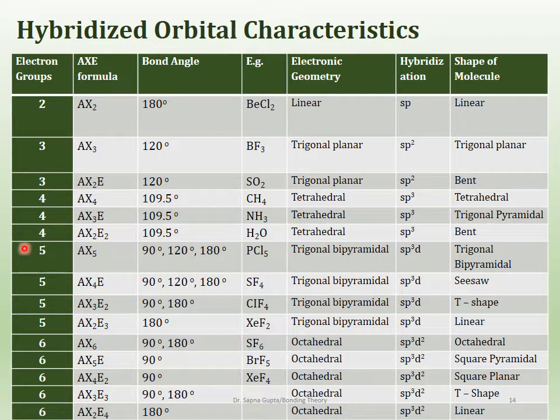Here, if you have 5 electron groups, then all of them will have the same hybridization. All of them will have the same electron geometry, but the shape may not be the same, because the shape depends on how many atoms are actually connected to the central atom and how many lone pairs of electrons you have. And that's what this table shows you.